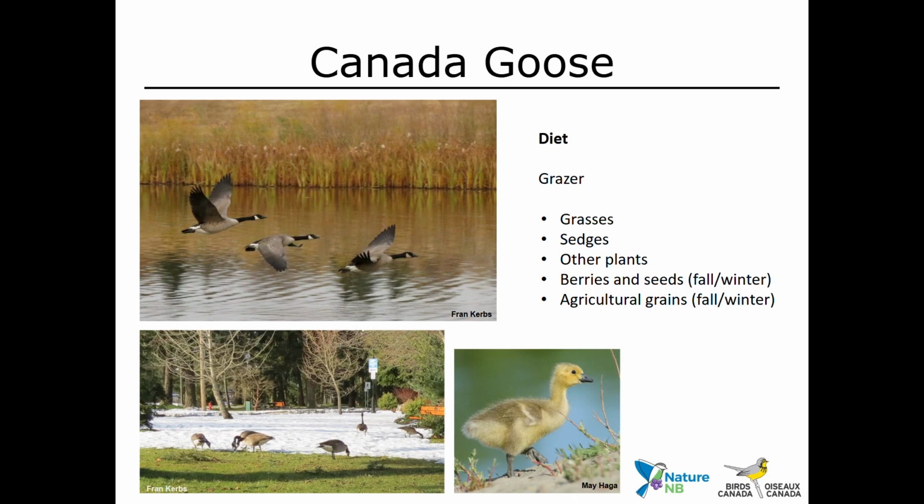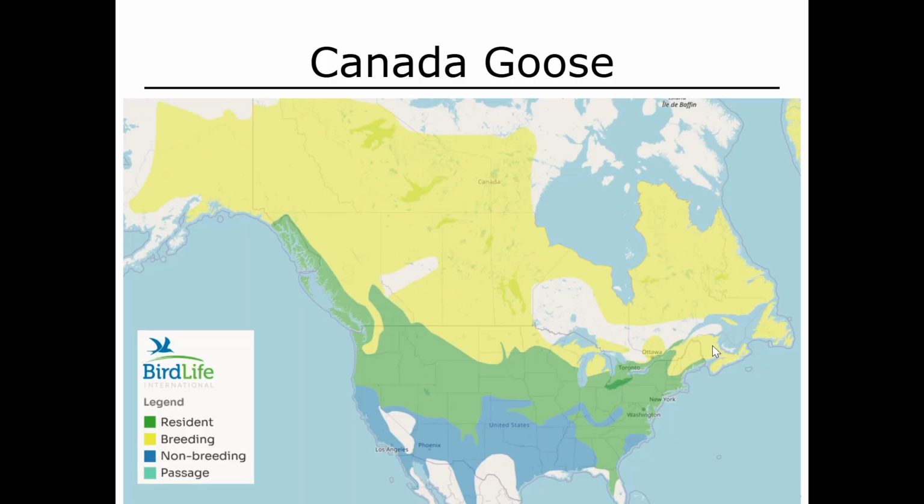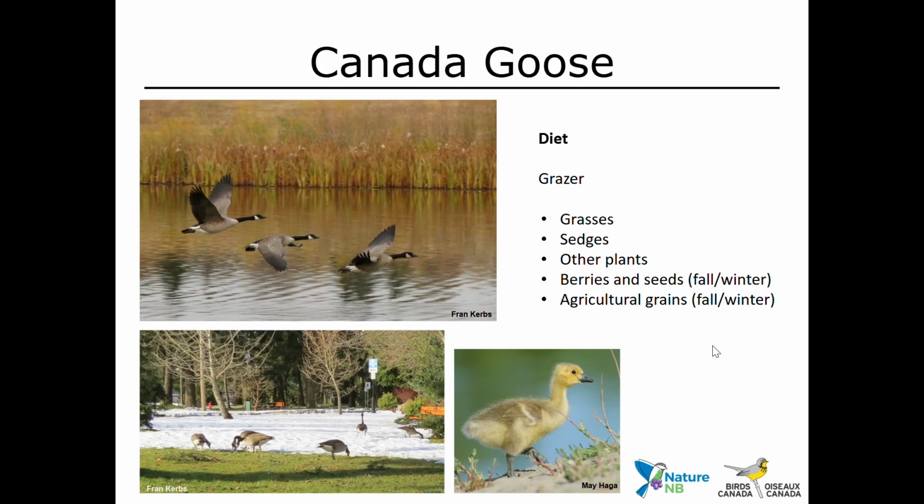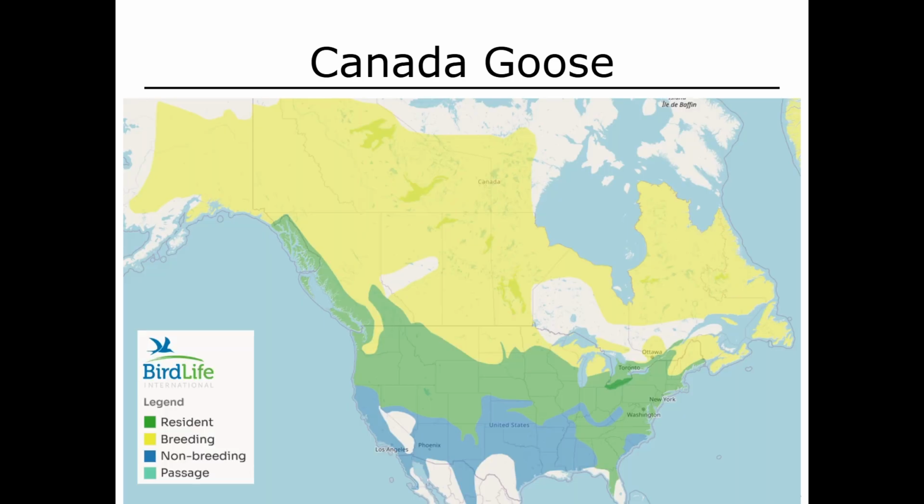Their diet, they are a grazer, so they feed on grasses, sedges, and other plants. And in the fall and winter, they also eat berries and seeds and agricultural grains. And very often you'll see Canada geese, for example, in parks because they forage on our lawns.